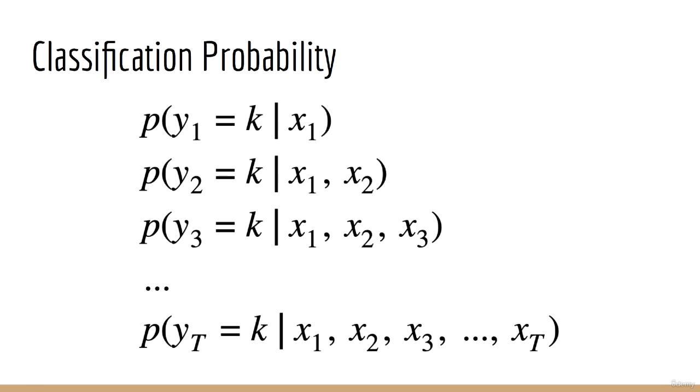It should be clear from this picture that each y of t overall depends only on the current and past values of x. So what does this mean in terms of the probability distribution that the RNN is modeling? The probability of y of 1 equals k given x1 is the first distribution. But now, notice that y of 2 depends on both x2 and h1, which in turn depends on x1. So we write the probability of y of 2 equals k given x1 and x2. Next, we have the probability y3 equals k given x1, x2, and x3. And this pattern continues all the way up to the probability of y of big T equals k given x1, x2, x3, all the way up to x big T.